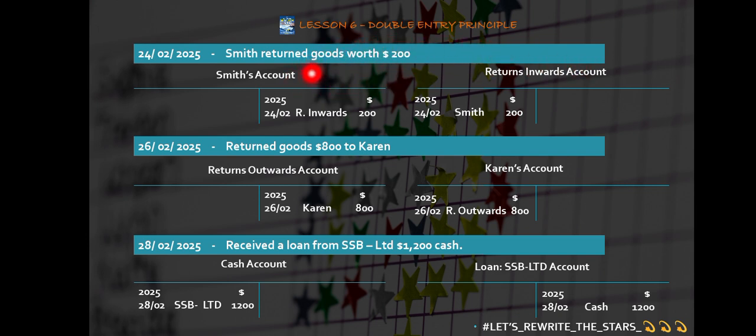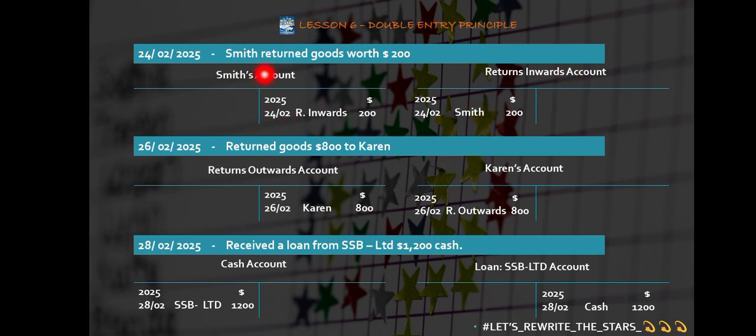That means he came to buy something from us, and maybe there was a problem with the item, so he was returning to us. Yes, he was returning the goods to us. So if he's returning the goods to us, and we've already recorded it when we sold it to him, because of that, we have to create a new account called the returns inwards. Returns inwards simply means he's returning items to us.